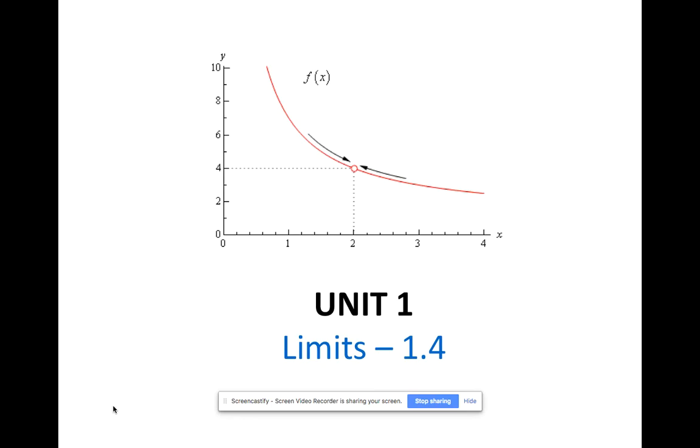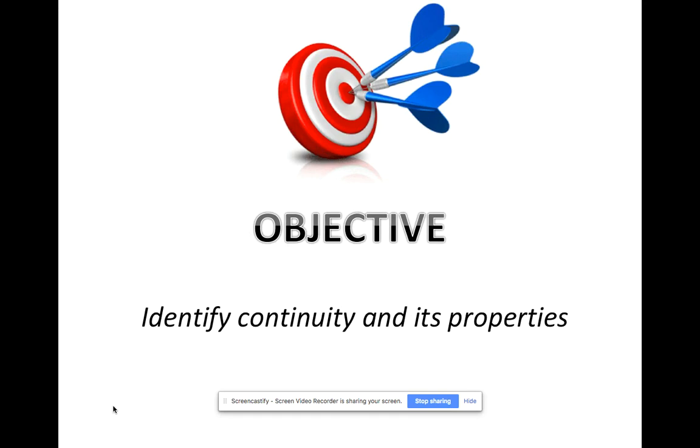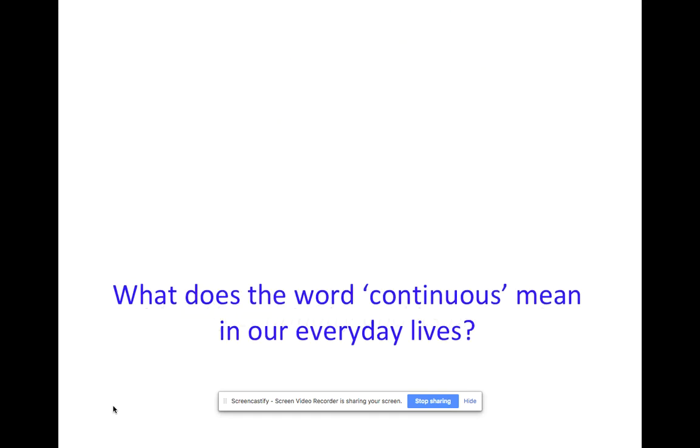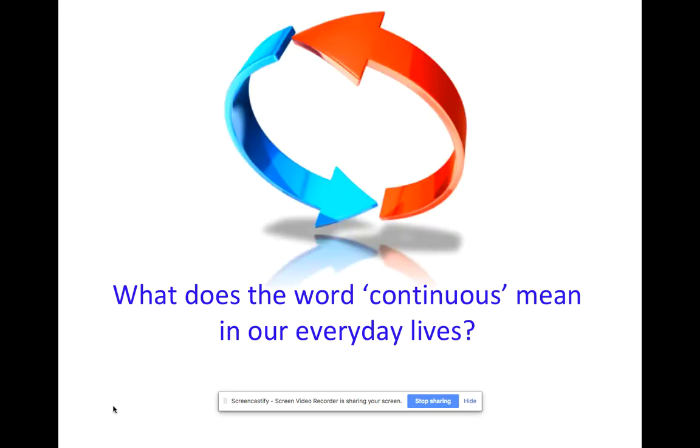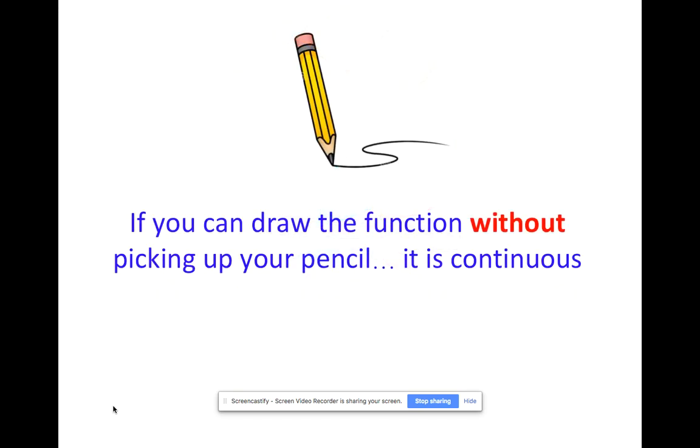So what we're looking at in this particular section is section 1.4, where we're looking at continuity and its properties. Well, I started the lesson really with just asking you, what does the word continuous mean in our everyday lives? When someone has a case of continuous verbal diarrhea, what are we talking about? It means that it never stops, that it's going on and on and on. And continuity means a similar thing, even in the context of a function.